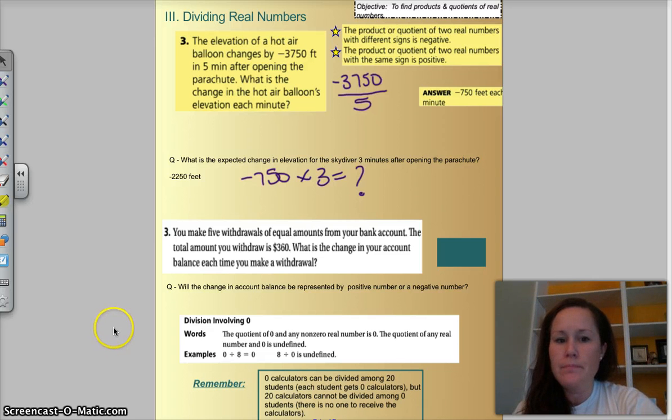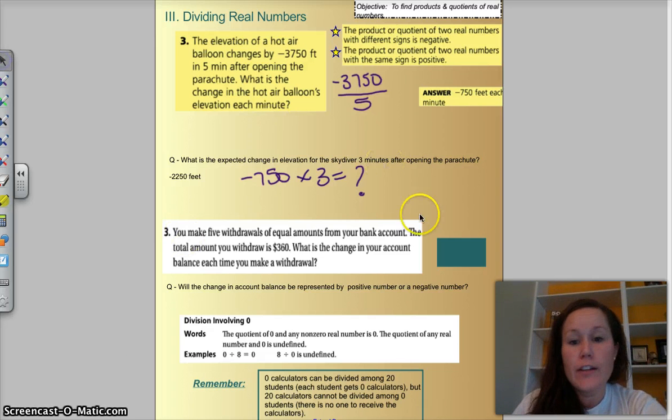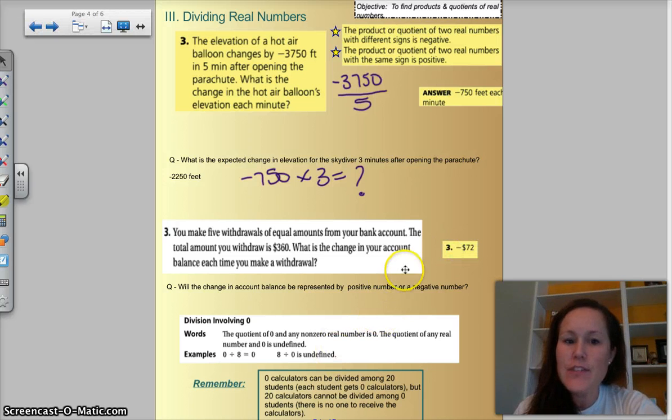Okay, did you try that one? All right, so your final answer should have been negative $72, meaning that you took out $72 every time you made a withdrawal from your bank account.